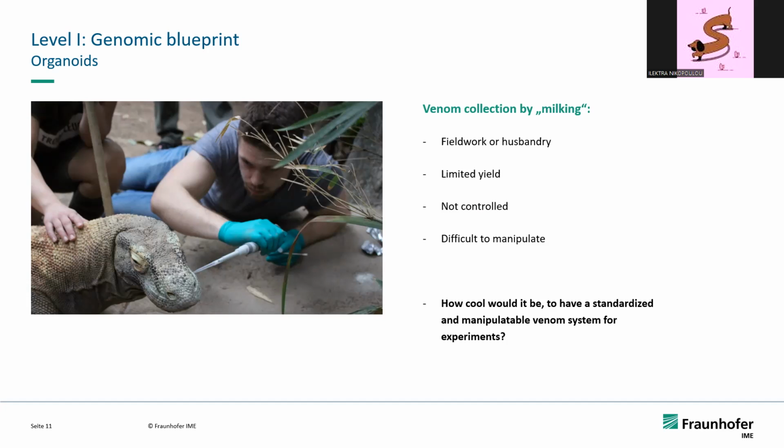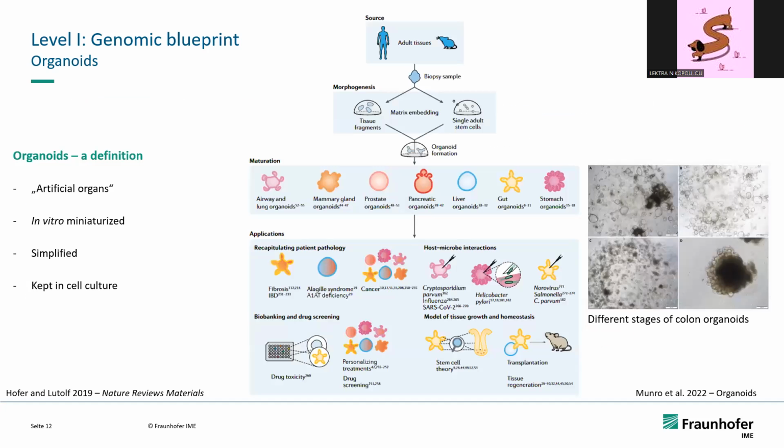So with that in mind, how cool would it be if we would have standardized and manipulatable venom systems where you can do experiments on, right? This would be really amazing. And luckily, we also talked about that earlier briefly, we now have that. We now have organoids. What is an organoid? An organoid is essentially an artificial mini organ that is an in vitro miniaturized and simplified version of a natural organ that can be kept in cell culture.